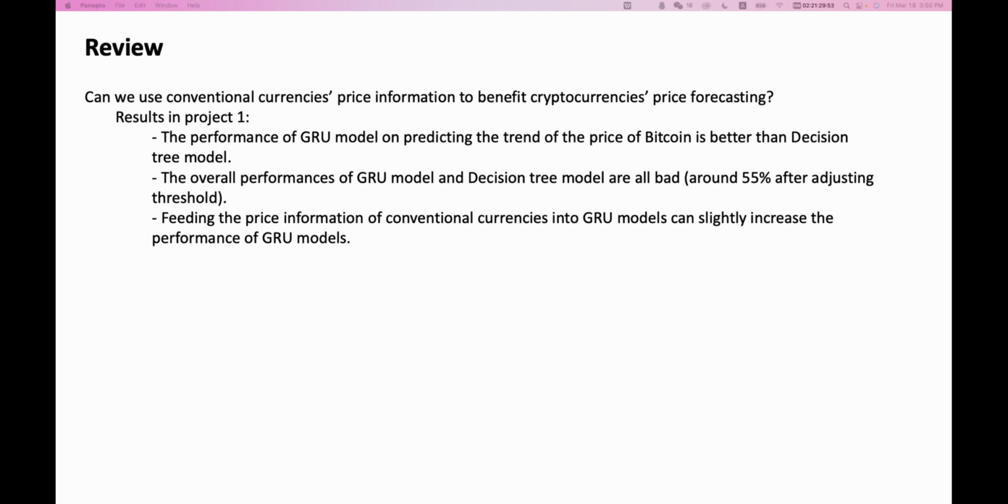I did one-step prediction in the first project. For decision tree model, the best accuracy is around 0.54. For GRU, the best accuracy after adjusting threshold is around 0.6. Third, I found after feeding the price information of conventional currencies into GRU model, the model's accuracy increased around 16%. These results drive me to the conclusion that conventional currency market information is useful for cryptocurrency market price prediction.